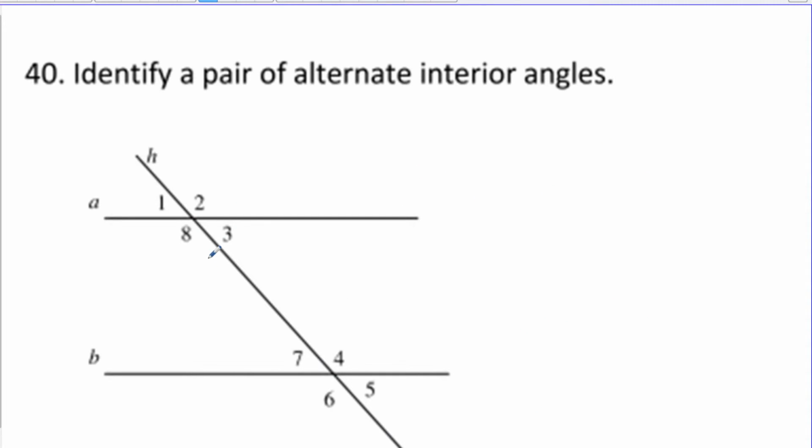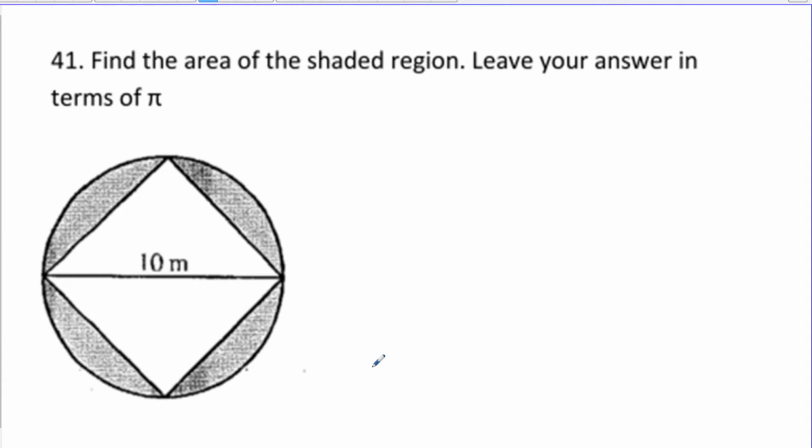All right, problem number 40. We're identifying a pair of alternate interior angles. So interior is this space here. So I'm going to restrict myself now to 3, 8, 7, and 4. Alternate means on opposite sides of the transversal, and so this one and this one would be a pair of alternate interior. Your other possibility, you could have said also the 8 and the 4 are alternate interior. And just to remind you, alternate interior angles should be equal to each other. So we can say 3 and 7 are equal, and 4 and 8 are equal as well.